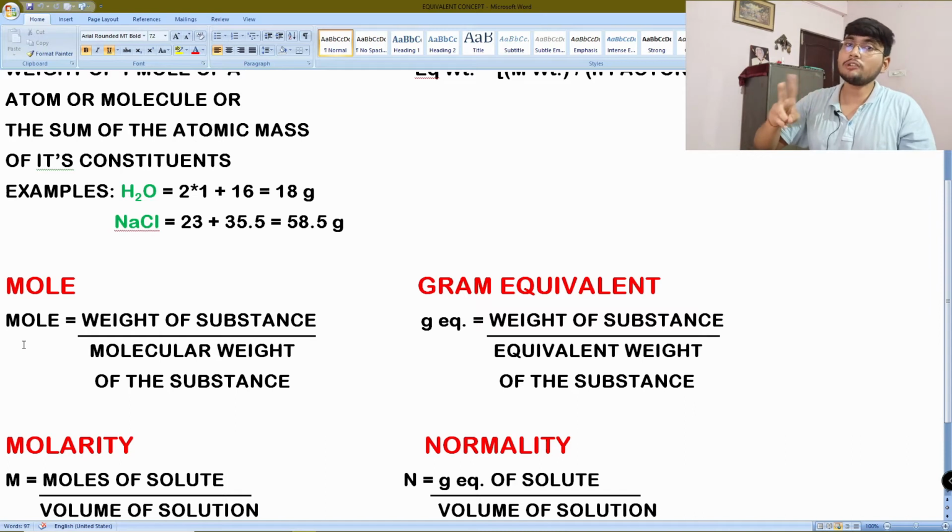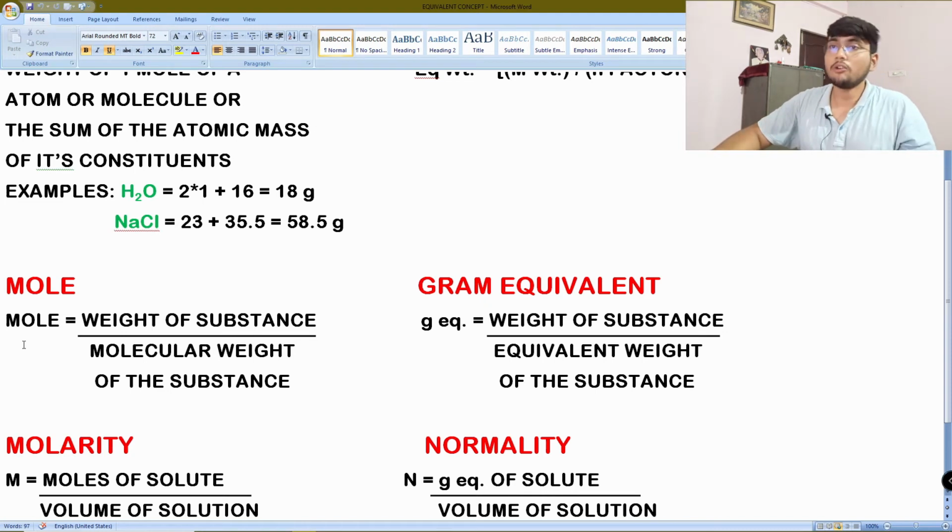These are quite similar terms, but the only thing that varies is that one deals with moles and one deals with gram equivalents. So the basic formula is quite the same. In moles we use weight of substance upon molecular weight of substance. In gram equivalent you use weight of substance upon equivalent weight of substance. Nothing else varies. If you compare these terms, it will be very easy for you to understand the formulas, and then you can simply apply them because you already know the formula.